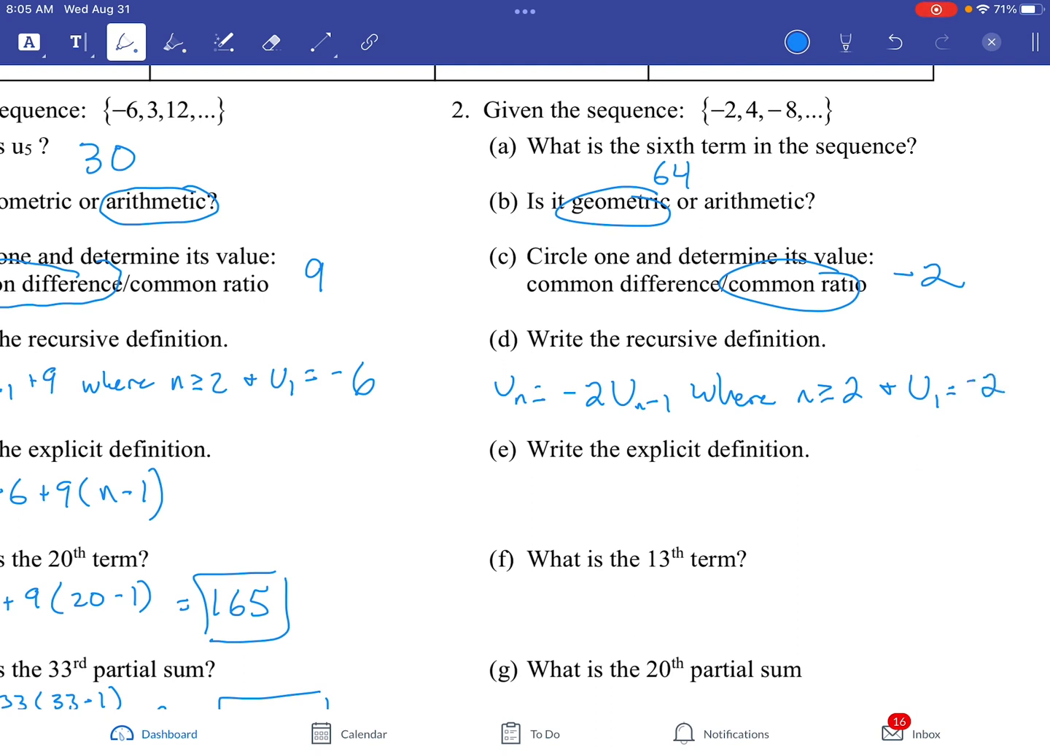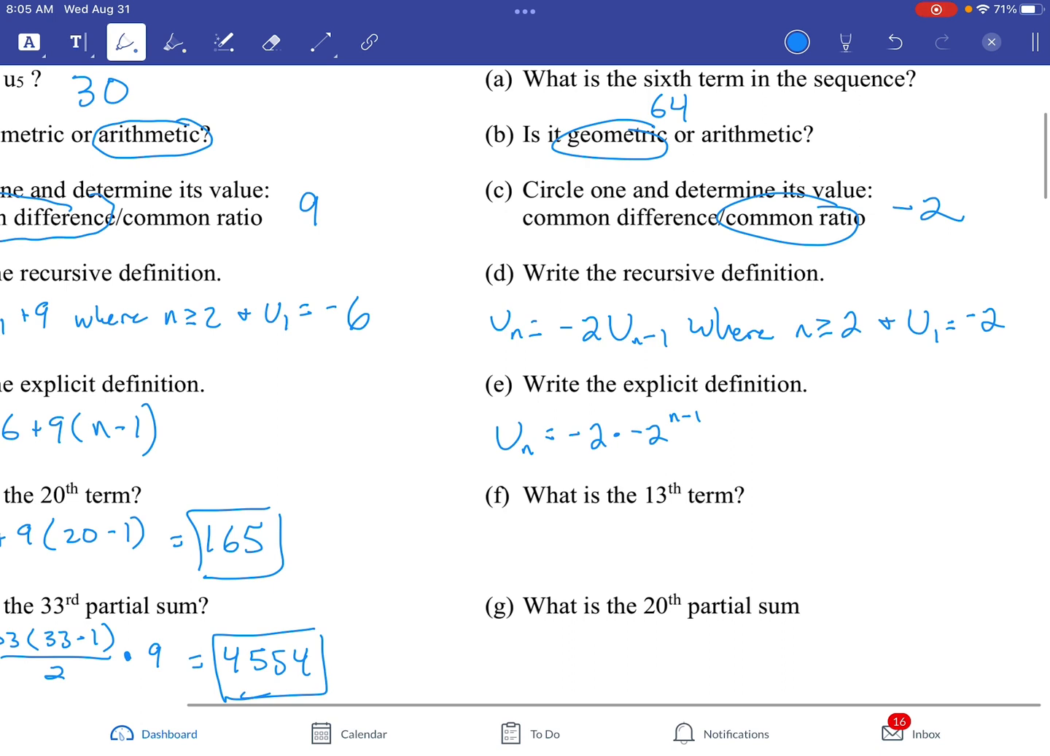Explicit definition of a geometric sequence. We have u sub n is equal to the first term, which is -2, times the common ratio, which is also -2, to the n minus 1 power. 13th term. U sub n is equal to -2 times -2 to the 13th minus 1 power. Now it's important for this one, you should put this in parentheses when you actually do it, because if you do it without parentheses in the calculator, it's going to give you the wrong thing.